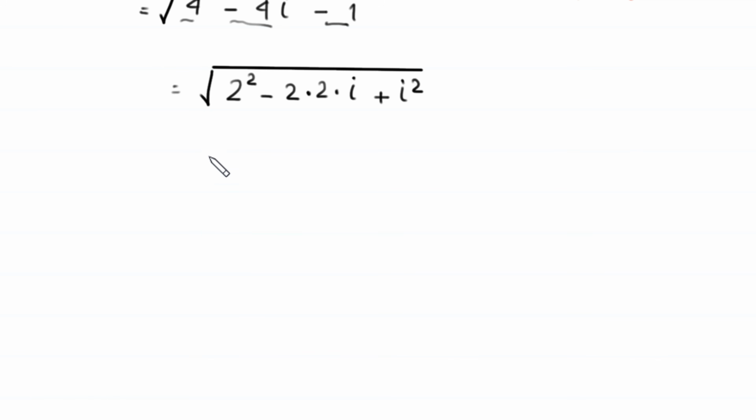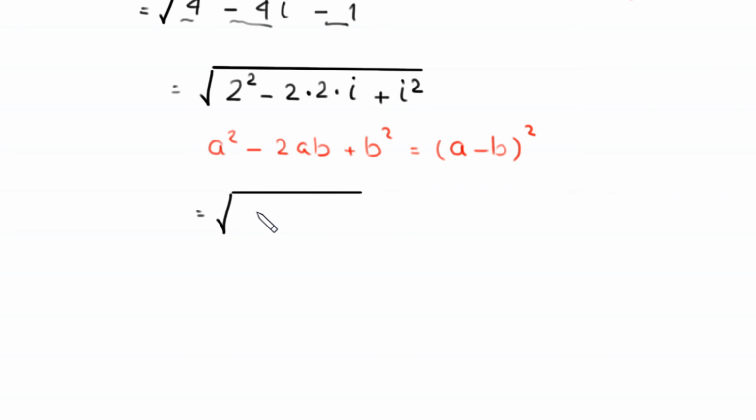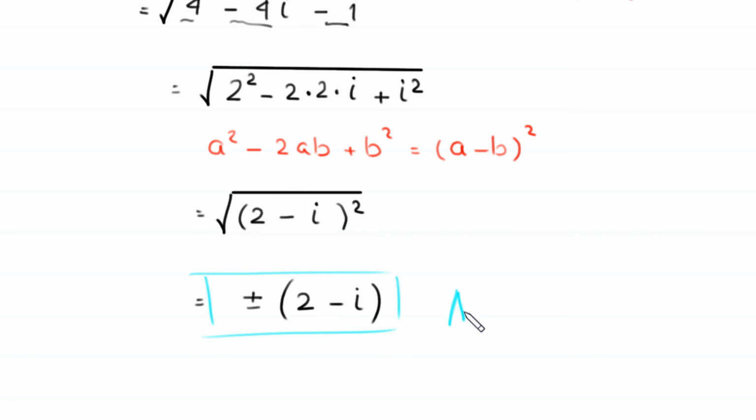Now by using this algebraic identity, a squared minus 2ab plus b squared is equal to a minus b whole squared, this expression will become the square root of 2 minus i whole squared, and this expression is equal to plus minus 2 minus i. So we get the same answer as we get using method 1. This is the final answer of this problem.